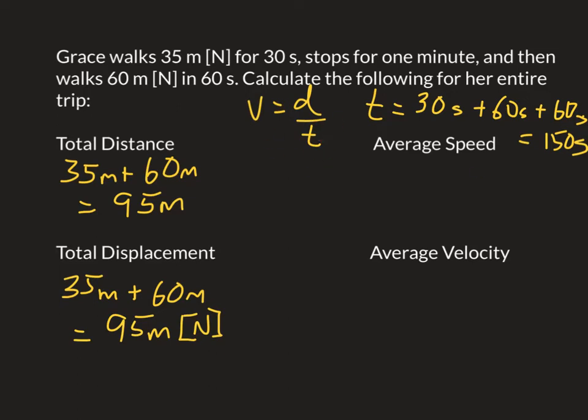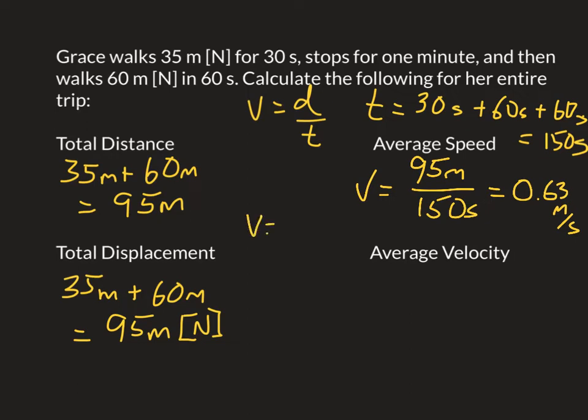So for average speed here, we're going to go our distance, our 95 meters, divided by our total time, 150 seconds. And when I put that in my calculator and then use the right number of significant digits, the speed that she went was 0.63 meters per second. Okay?